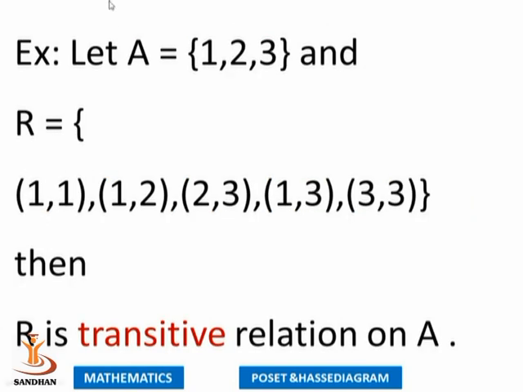So here the example A equals {1, 2, 3} and the relation is (1,1), (1,2), (2,3), (1,3) and (3,3). It is a transitive relation because we have here (1,2) and (2,3), so the transitive element (1,3) also belongs to the set.